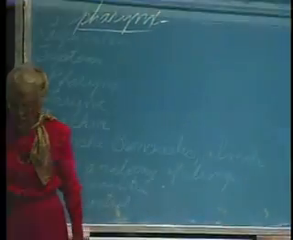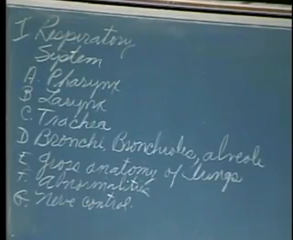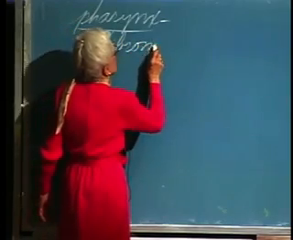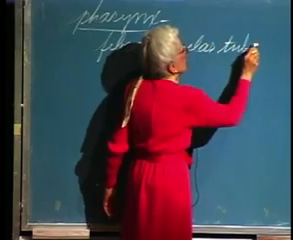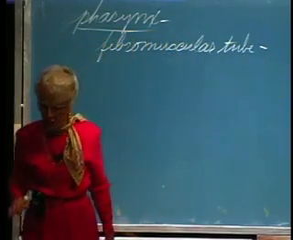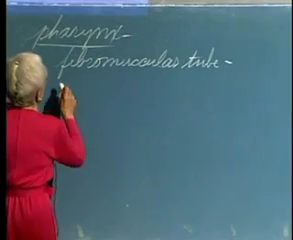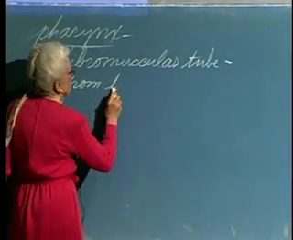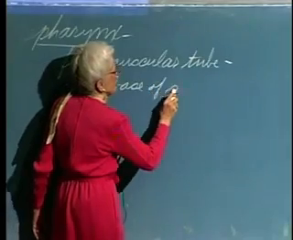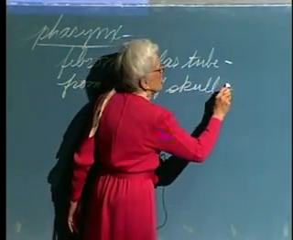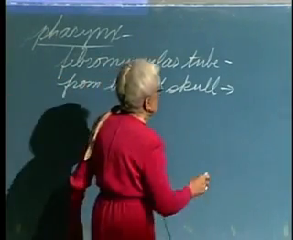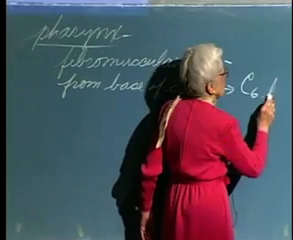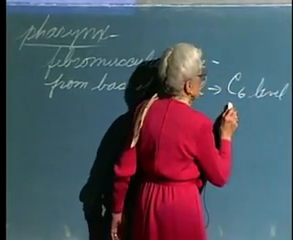The pharynx, then, is a fibromuscular tube. A fibromuscular tube. And it's going to extend from the base of the skull to the level of the 6th cervical vertebra, down to C6. C for cervical.